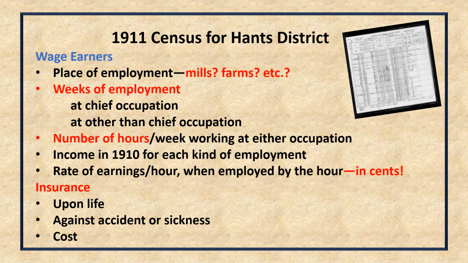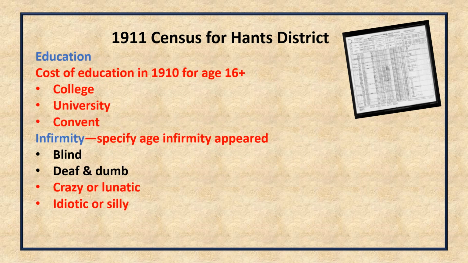For the first time, respondents are asked what kind of insurance they hold and at what cost in the census year. Under education, a question is asked about how much education costs for persons over age 15 in a college, convent, or university. Did this also apply to younger persons in public or private schools? As even in public schools, textbooks had to be purchased by the student.